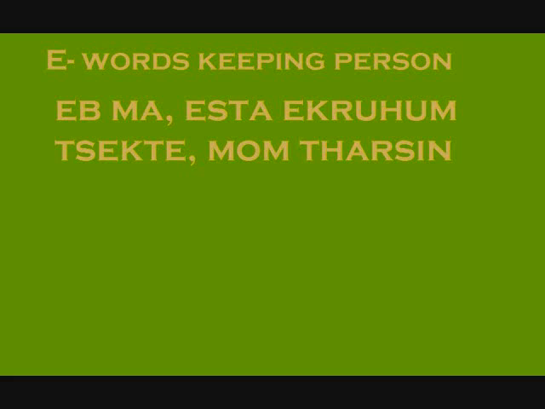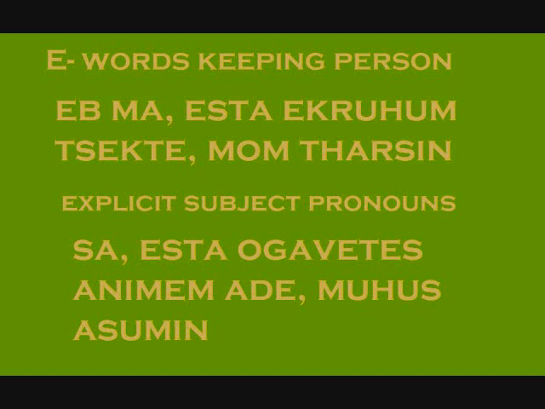This last sentence is also an example of the few times when you will explicitly state personal subject pronouns. This is only because there has to be a noun for esta to relate to. Similarly, sa esta ogavites animem ade, muhus assumin, would mean, I, who have read 1,000 books, am smart.